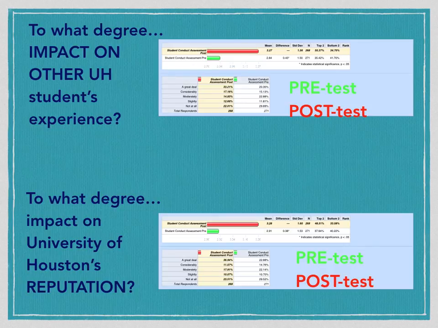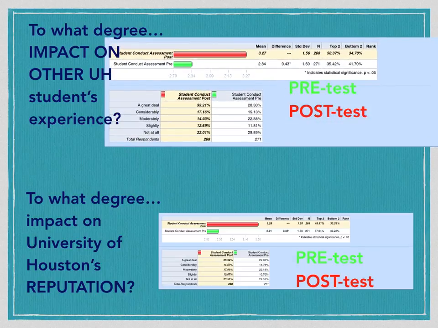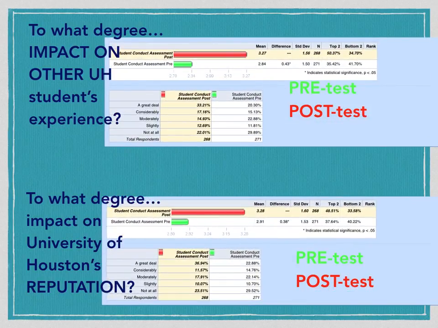Similarly, here we look at a student's perceived level of impact of their actions on other UH students and the institution's reputation. Again, the green bar is marking pre-meeting responses and the red bar is reflecting post-meeting responses. We continue to see solid gains in student understanding of their actions.